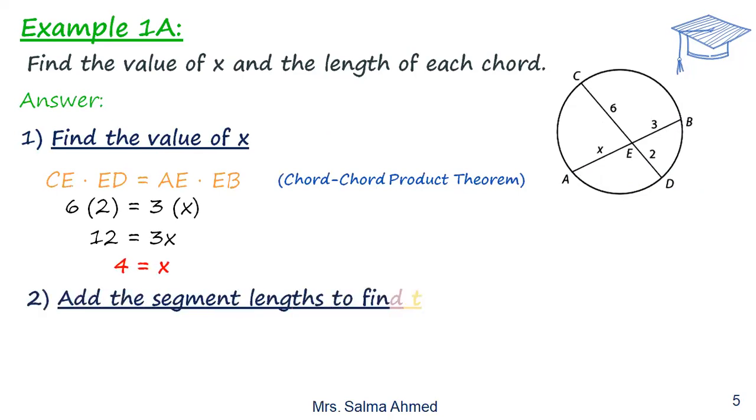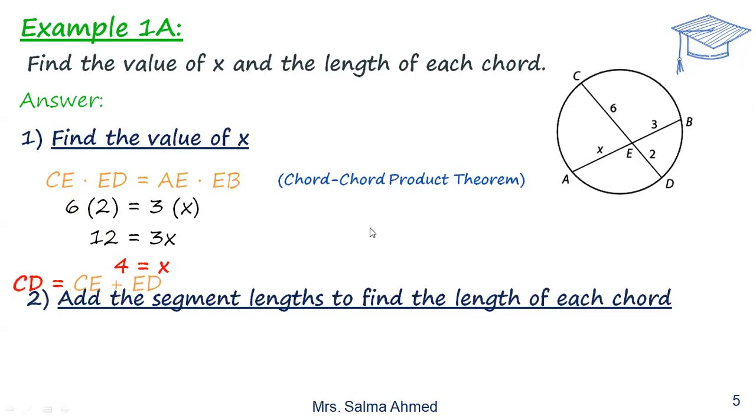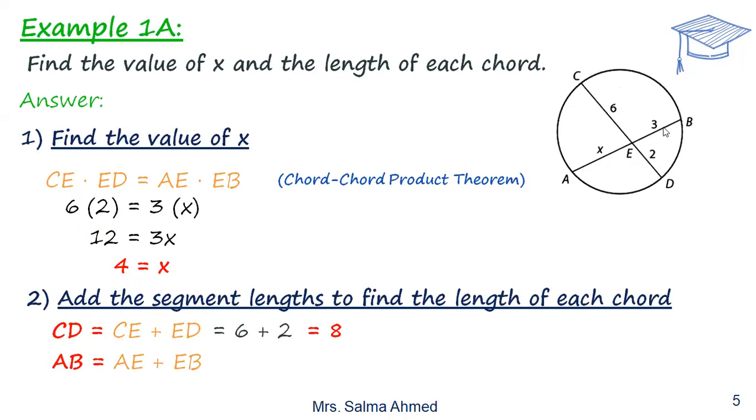Now I'm going to add the segment lengths to find the length of each chord. To get CD, I'm going to add 6 plus 2, so it will equal 8. And to get AB, I'm going to add X plus 3, where X here is 4, so 4 plus 3 gives me 7.